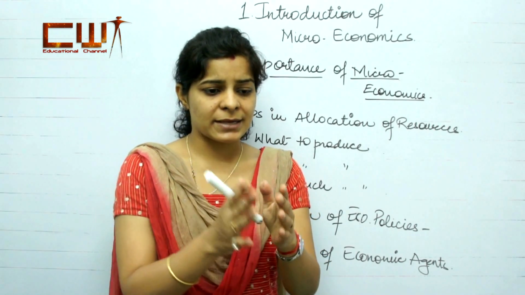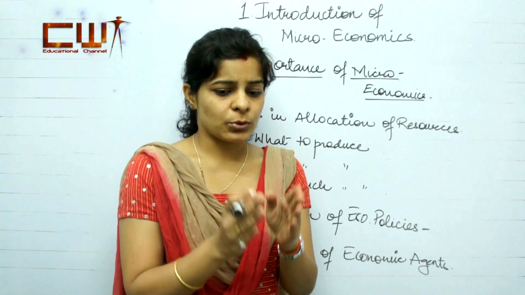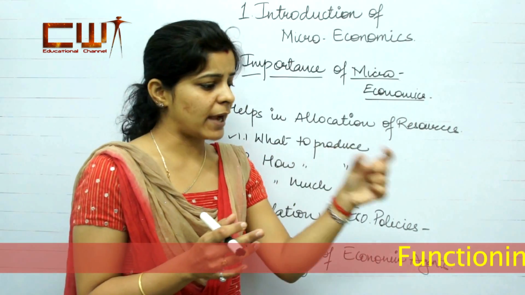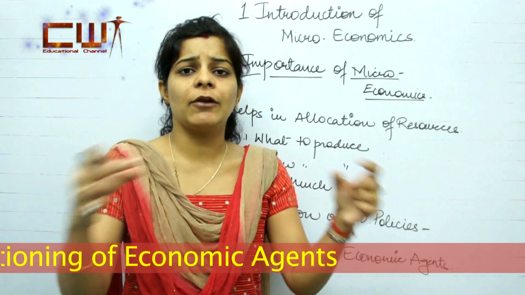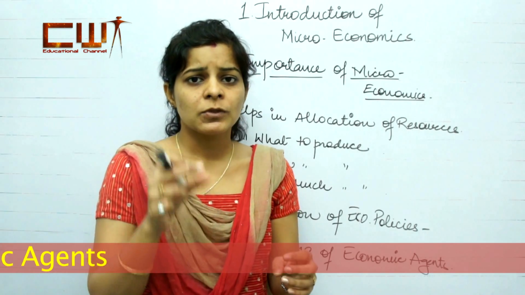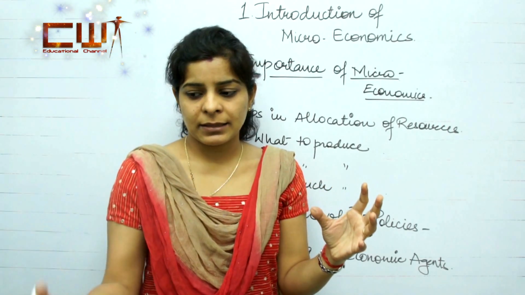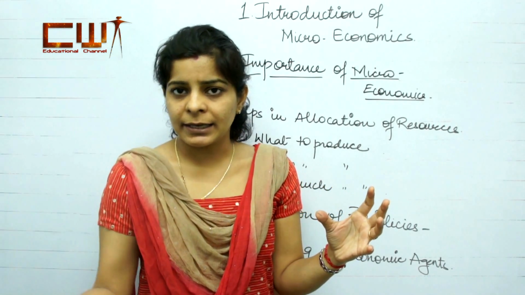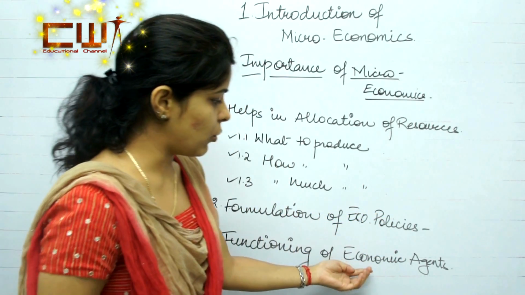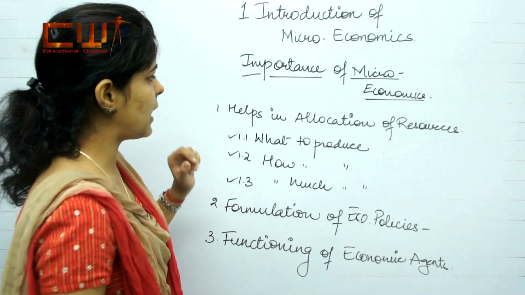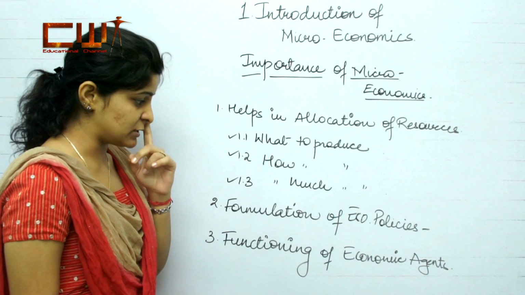Who is an agent? One who acts as a link between two things. So here the agent is the person who acts as a link between the economy of the country and the people who are directly involved in the economy, who are contributing. These agents help in bringing the two things together. They are getting profit from the organization, so that profit goes and adds to the economy. So they are known as the economic agents. Microeconomics helps in allocation of resources, formulation of economic policies and functioning of economic agents.